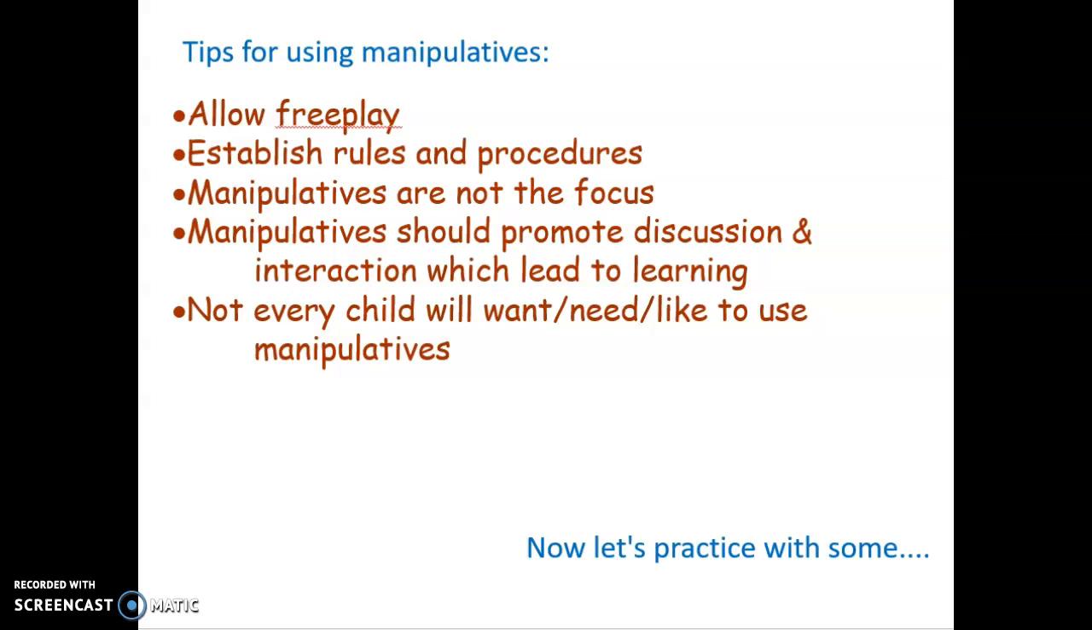All right, some tips for manipulative use. Allow free play. This is one that I did not follow when I first started doing manipulatives. In fact, when I taught 8th grade at Saluda Trail was the first time I had seen the algebra blocks. I knew they would be powerful. I wish that I had had them when I taught in Georgia.